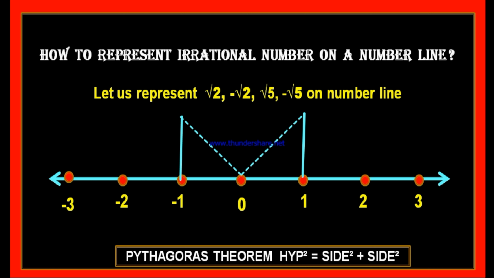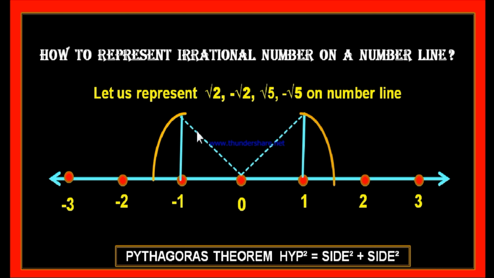Understood? Now, what to do is, let us keep the point of the compass at 0 and stretch the compass up to this point and draw an arc like this. Keep the point of the compass at 0 and stretch it up to this point and draw an arc like this. This arc may cut the number line at a particular point.